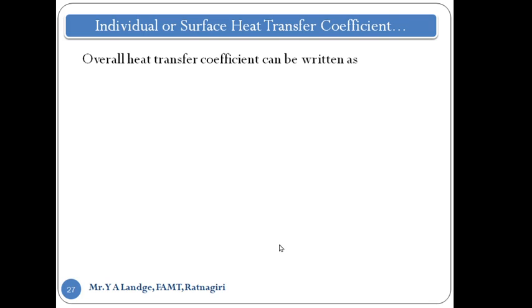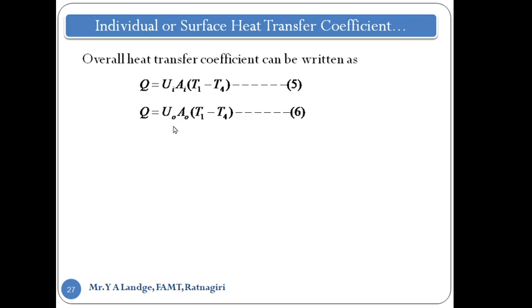Now we write the overall heat transfer coefficient. What is the formula for the overall heat transfer coefficient? Q is equal to Ui Ai (T1 minus T4). This is the temperature gradient. Q is the heat transfer rate. Ui is the overall heat transfer coefficient by consideration of the inside area Ai. Or we can write Q is equal to Uo Ao (T1 minus T4), where Uo is the overall heat transfer coefficient by consideration of the outer area.